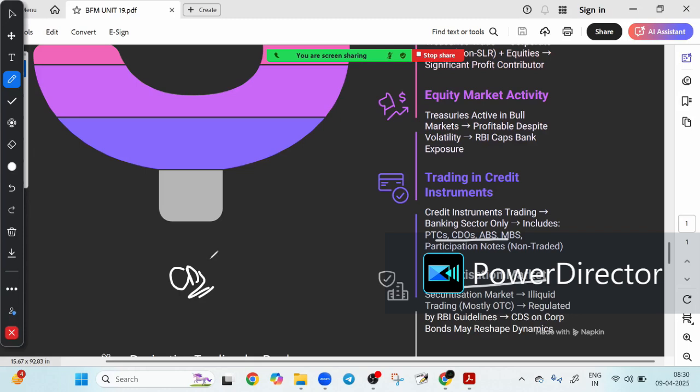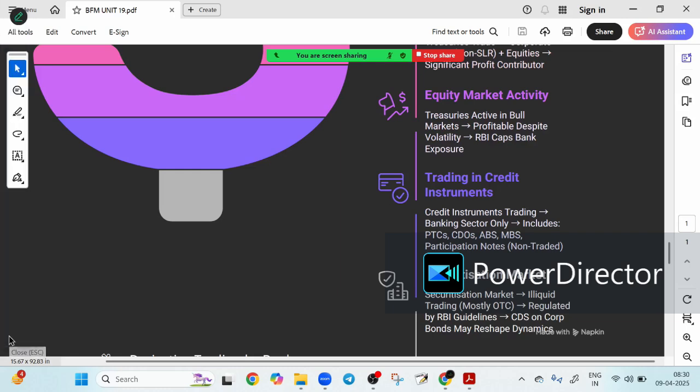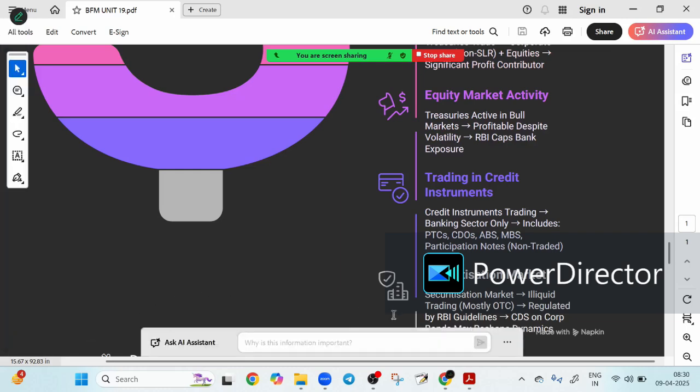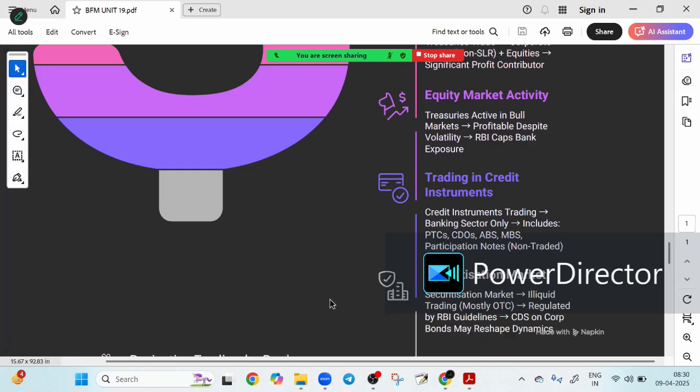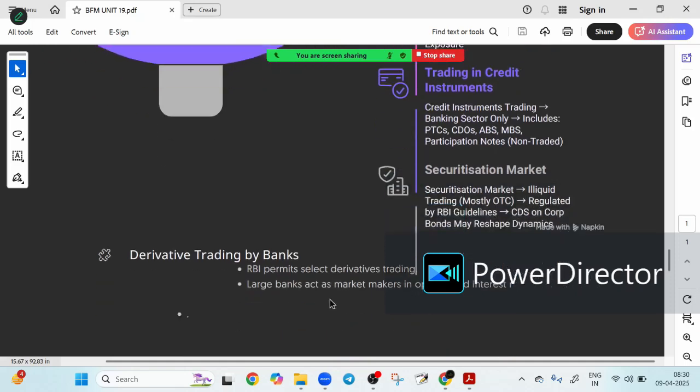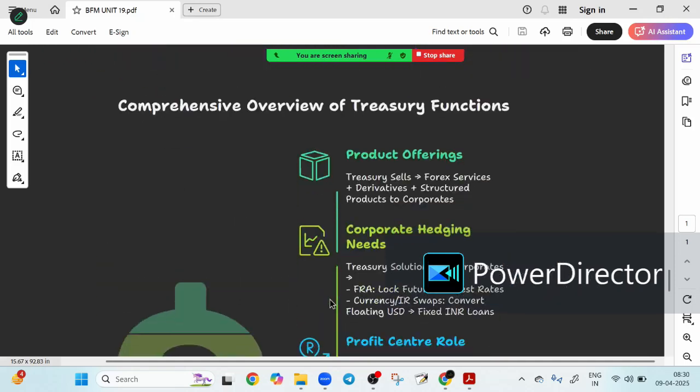So treasury is not just a department, it's a financial strategy hub, right? From forex deals to securities, every transaction is a move in a well-played chess game. And understanding this gives us powerful insight into how banks truly operate behind the scenes. Now let's look at the comprehensive overview of the treasury function.